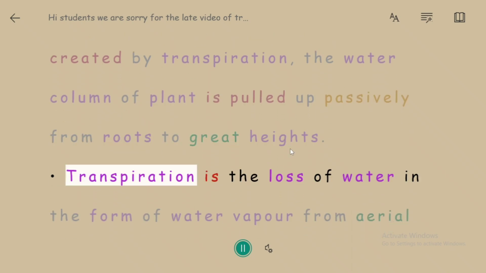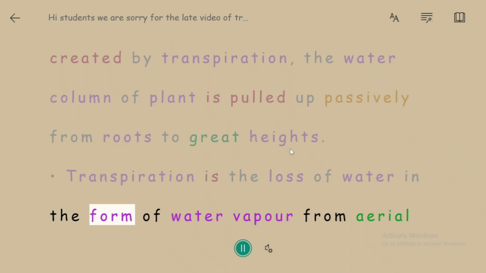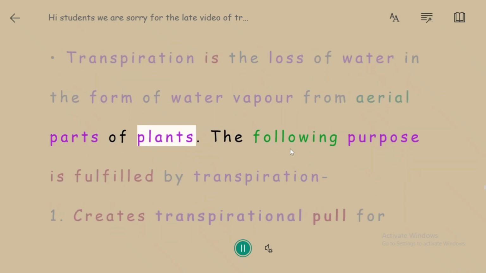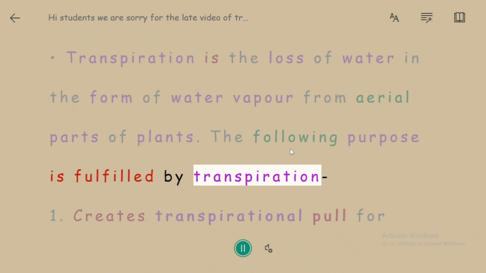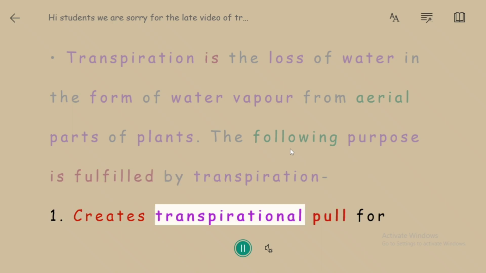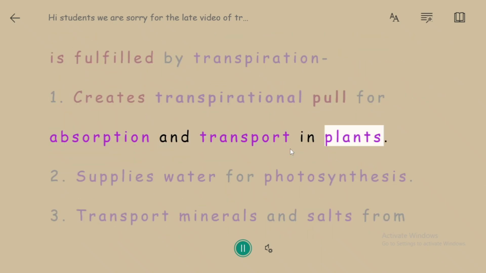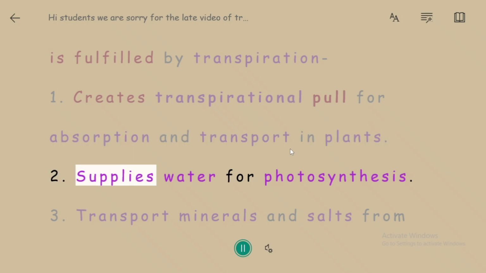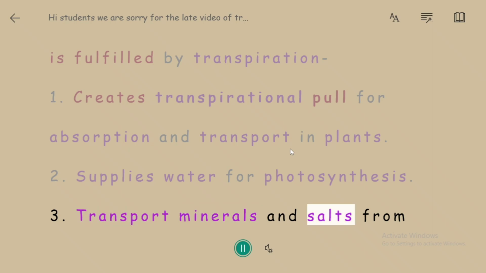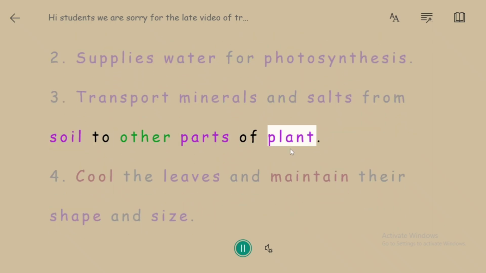Transpiration is the loss of water in the form of water vapor from aerial parts of plants. The following purposes are fulfilled by transpiration. 1. Creates transpirational pull for absorption and transport in plants. 2. Supplies water for photosynthesis. 3. Transports minerals and salts from soil to other parts of the plant. 4. Cools the leaves and maintains their shape and size.